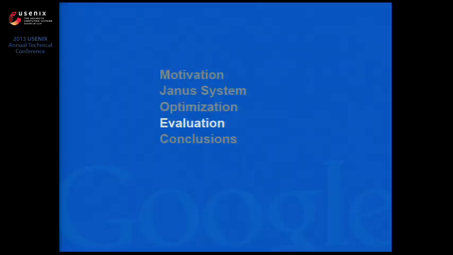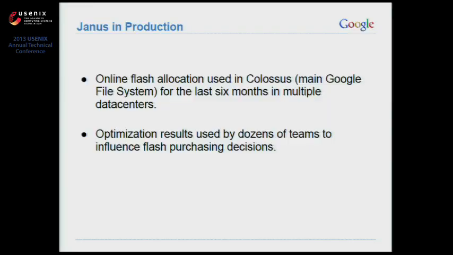So I now come to the last part, to the evaluation of our results. Janus is a system which is in production, and it is doing the online flash allocation used in Colossus, the main Google file system, for the last 6 months in multiple data centers. The optimization results are also used by dozens of teams to influence flash purchasing and flash planning decisions.